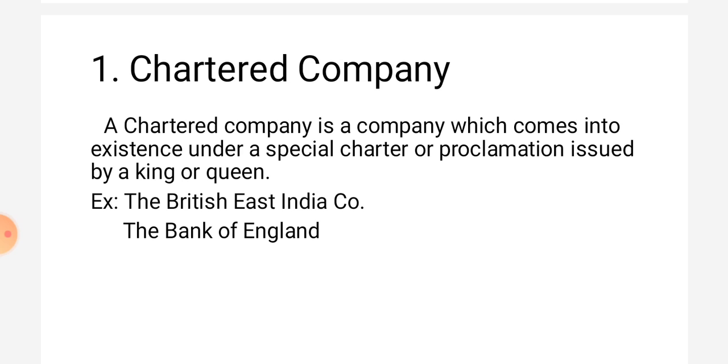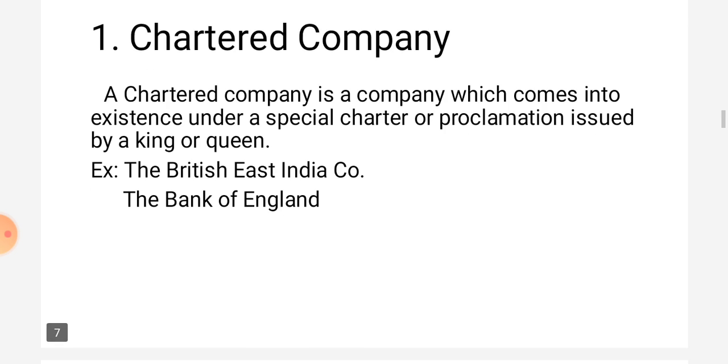The first one is chartered companies. Chartered company is a company which comes into existence under a special charter or proclamation issued by a king or queen. So if any company is started by the order or special act or special charter by the king or queen of any country, that is called a chartered company. For example, the British East India Company, the Bank of England. So all these companies are considered as chartered companies.